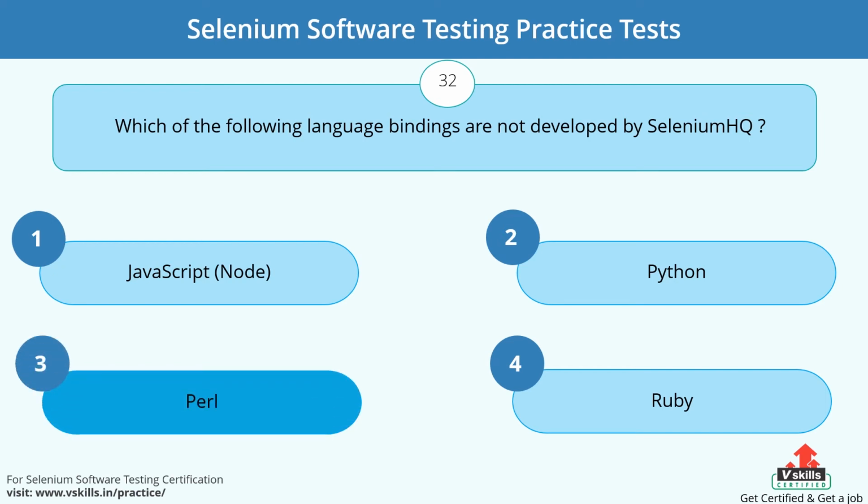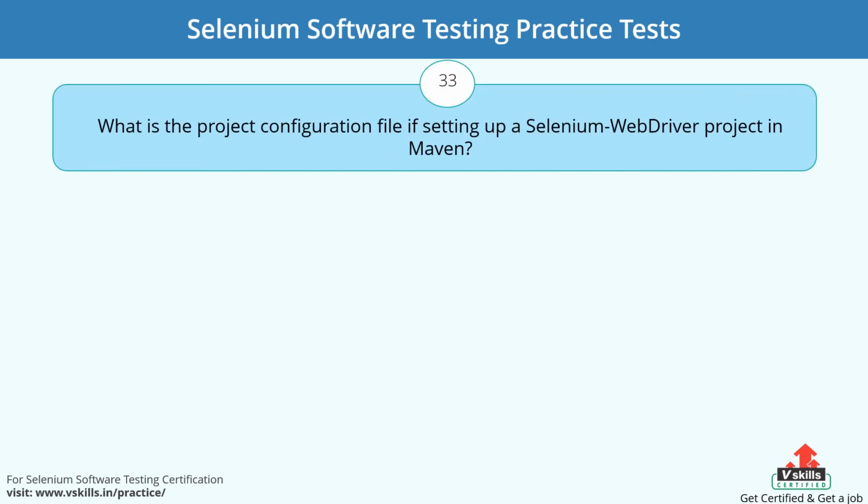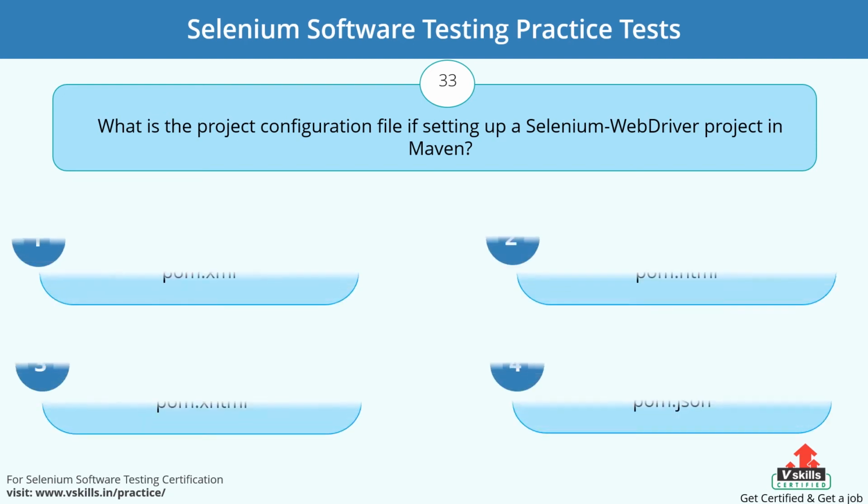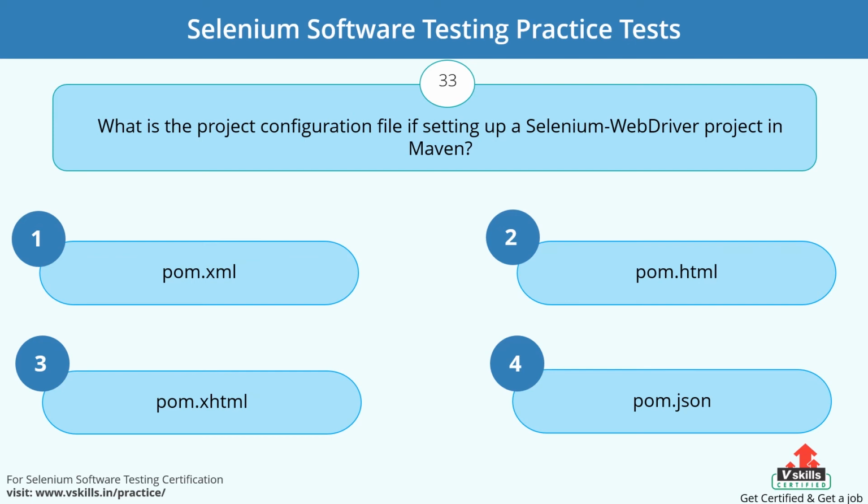Question number 33, what is the project configuration file if setting up a Selenium WebDriver project in Maven? The options are A. pom.xml, B. pom.html, C. pom.xhtml, D. pom.json.